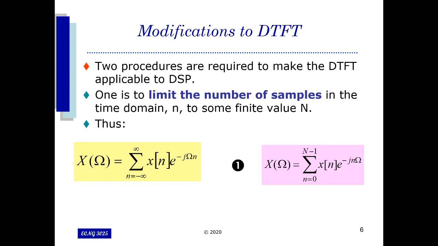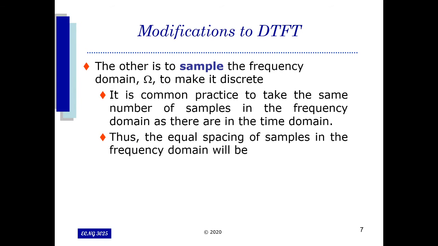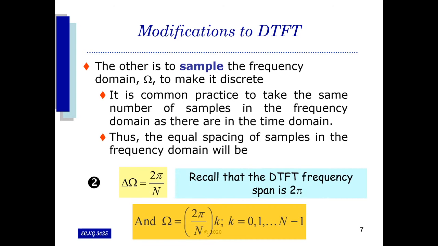The second way to do this is that we can sample the frequency domain. In doing so, we need an equal spacing of samples in the frequency domain. This is represented by this equation here: delta omega is equal to 2 pi divided by N, where N is the number of samples. The reason we use 2 pi is because, remember, the DTFT is going to repeat every 2 pi cycles.